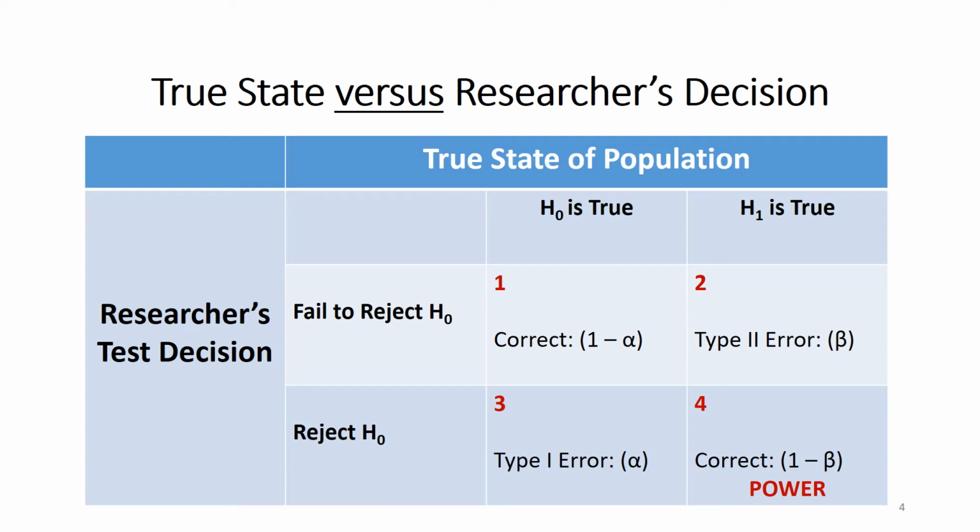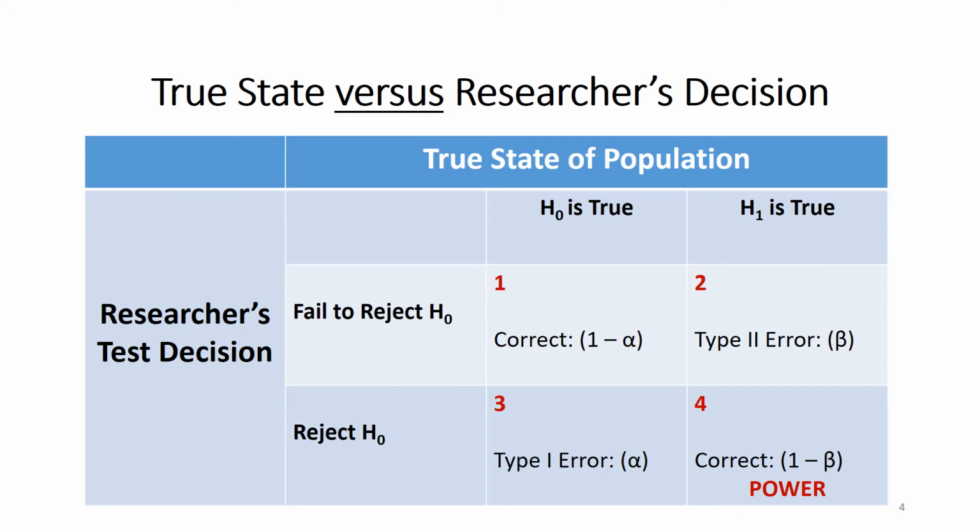The H0 is true column includes boxes 1 and 3. And you'll notice I have type 1 error in box 3, and then I have alpha in parentheses. And for box 1, I have correct, and I have 1 minus alpha in parentheses. Why do I have that? Well, those go hand in hand.